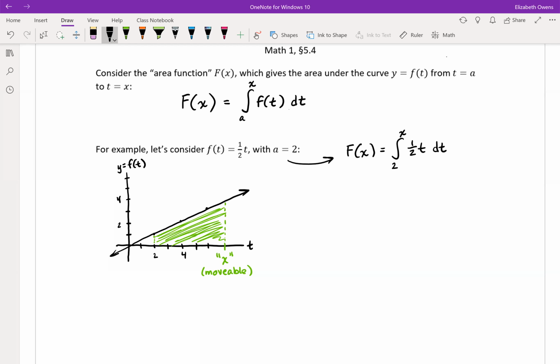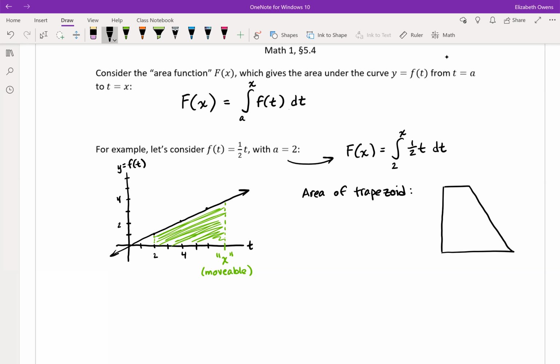But overall, what we're looking at here between the f of t equals 1/2 t and the t-axis is essentially a trapezoid. So we can calculate this by finding the area of a trapezoid, which, if it's been a while since you took geometry, you might not remember. That's okay. We're going to go over the formula here. We've essentially got a trapezoid like this, if you kind of tilt your head to the side and look at that green area.